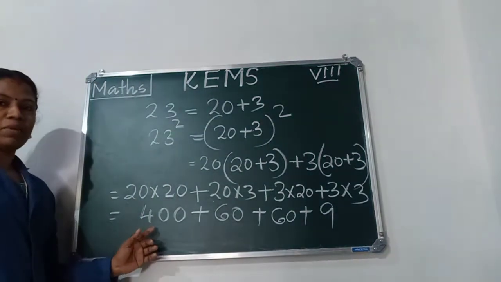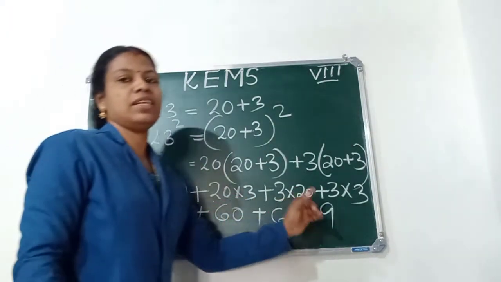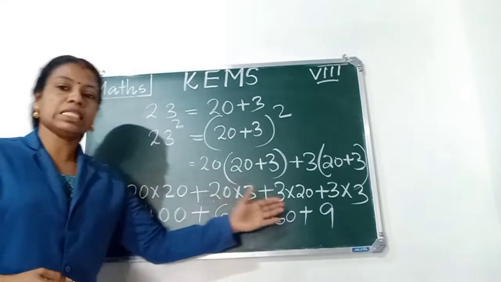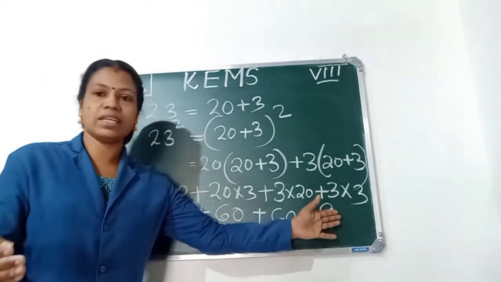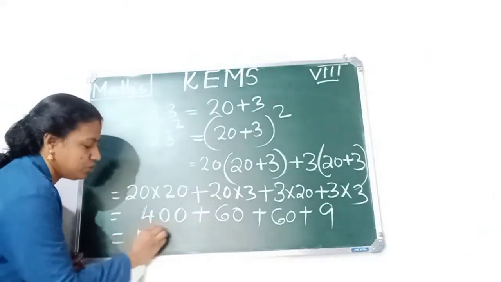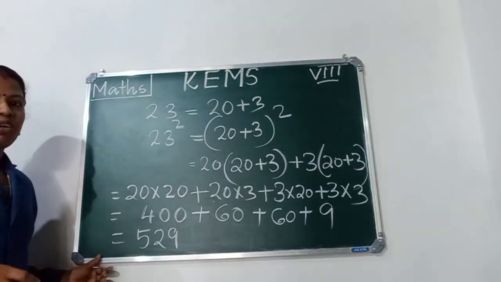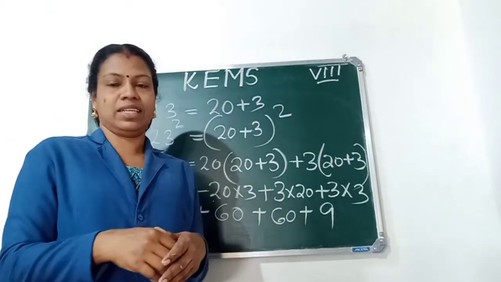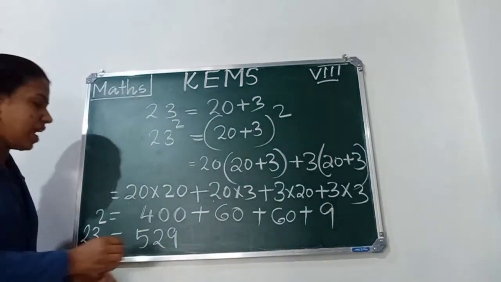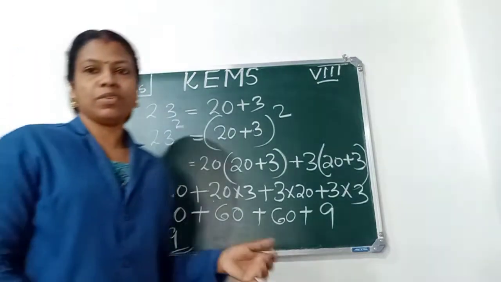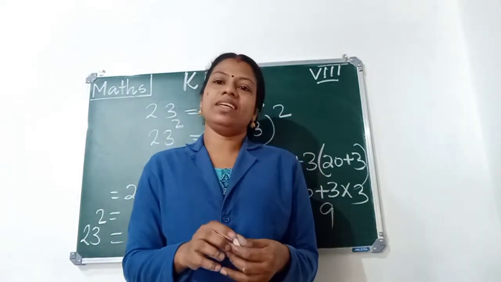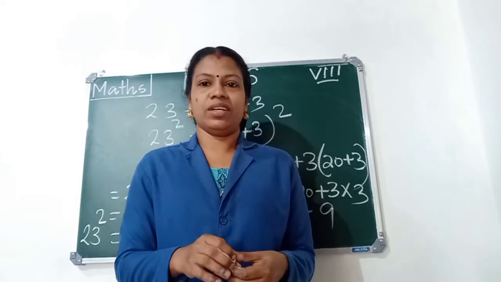Okay, so look at the numbers: 400 plus 60 plus 60 plus 9. Just find the sum. 400 plus 60 plus 60 is 520, plus 9, so it is equal to 529. So, without doing any multiplication, we found 23 square equals 529. Okay, clear? How is the method? Is it easy? Yes, it is very easy to find the square.